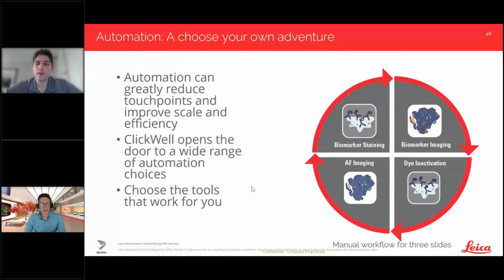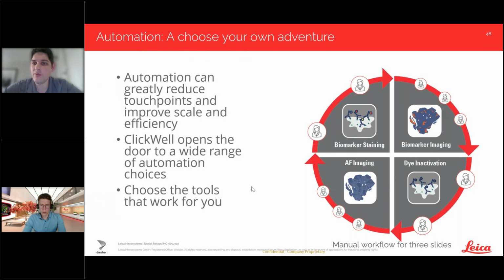Automation. Automating the staining process can greatly reduce the touch points of a multiplexing study and allow the user to look at more slides and get the study done faster. And by using Clickwell, it actually opens the door to a wide range of different automation choices, and you can choose the tools that are going to work for you in your laboratory's multiplexing approach. This is just to highlight, if you were to do the CellDive workflow completely manually, these are the touch points that you would have to go through.